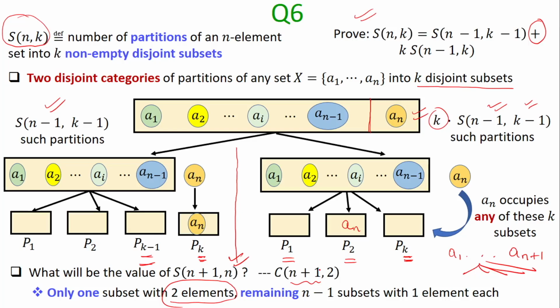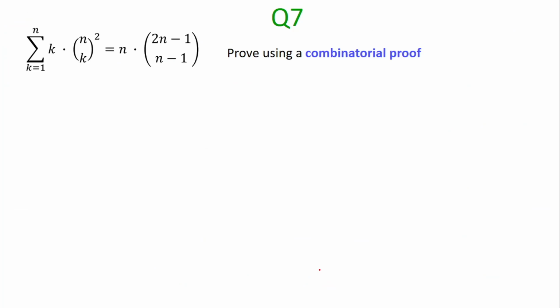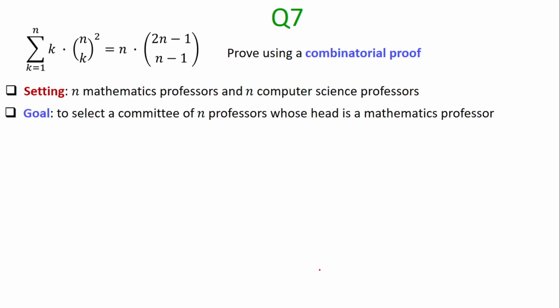So it could be either a1 comma a2, which go together in one subset and all remaining elements go to singleton subsets each, or it could be a1 comma a3, which go together in one subset and the remaining elements go to singleton subsets each, and so on. Right? That's why the answer is C of n plus 1 comma 2. In question 7, we have to give a combinatorial proof for this identity. So let's see the following setting.